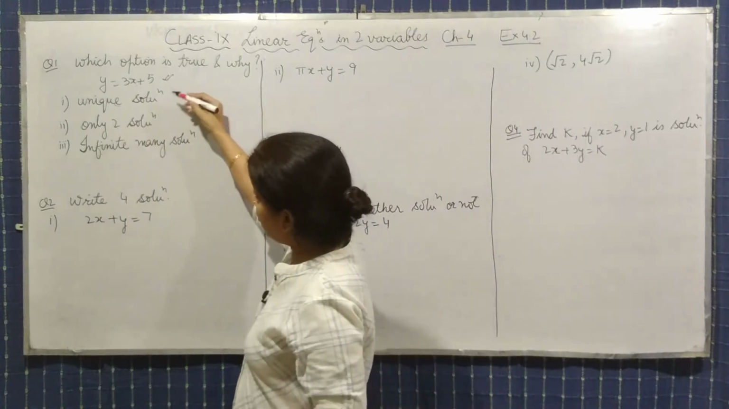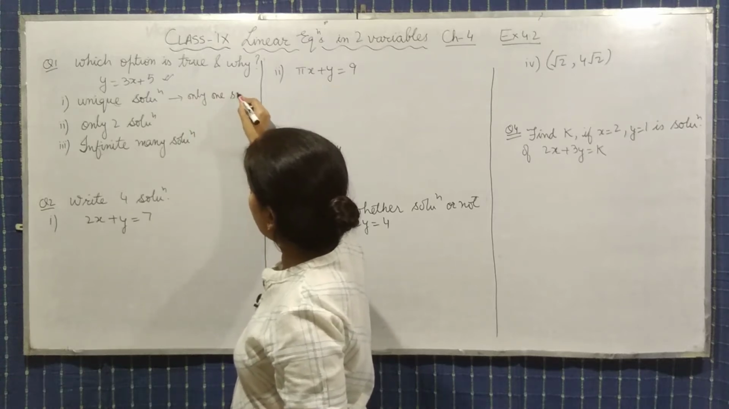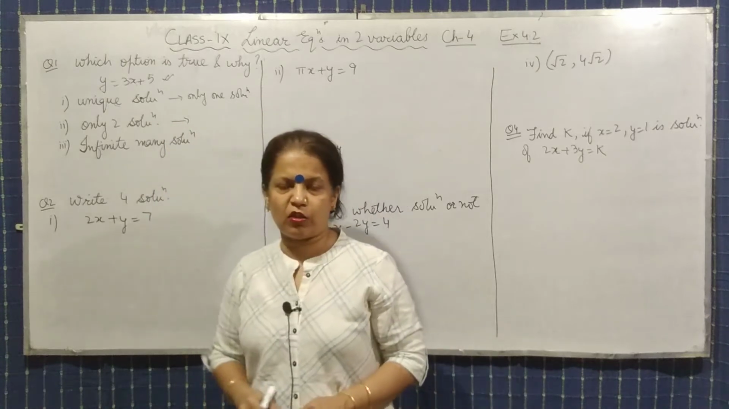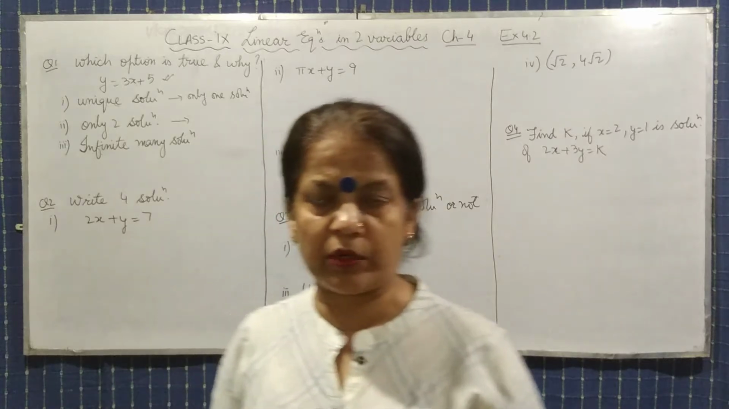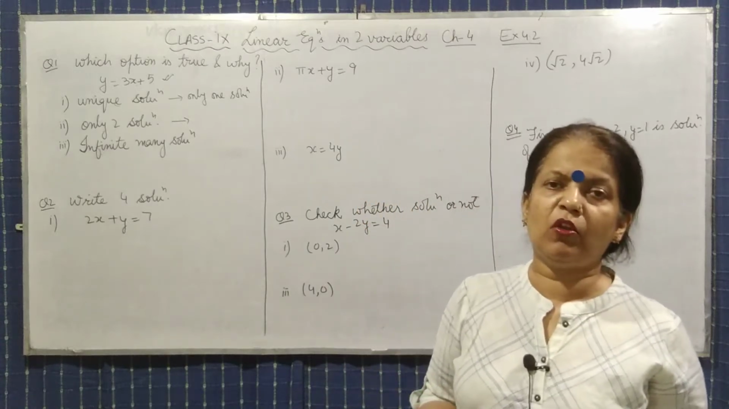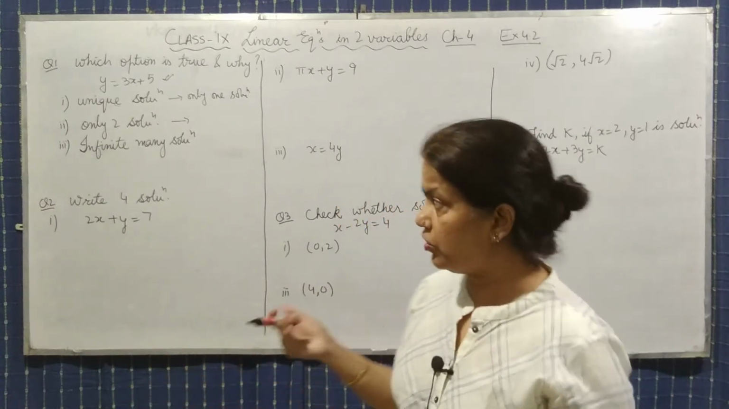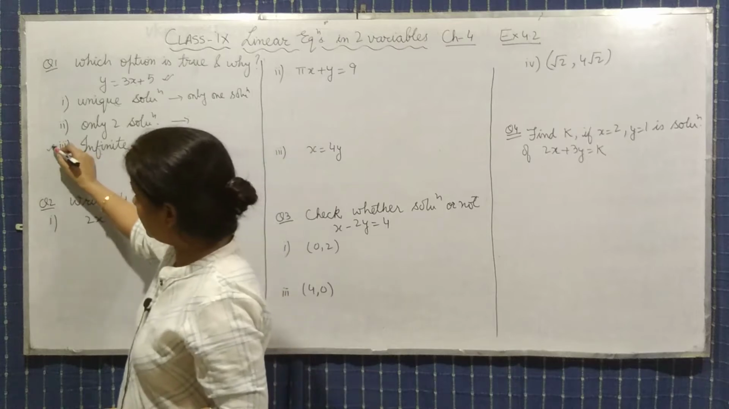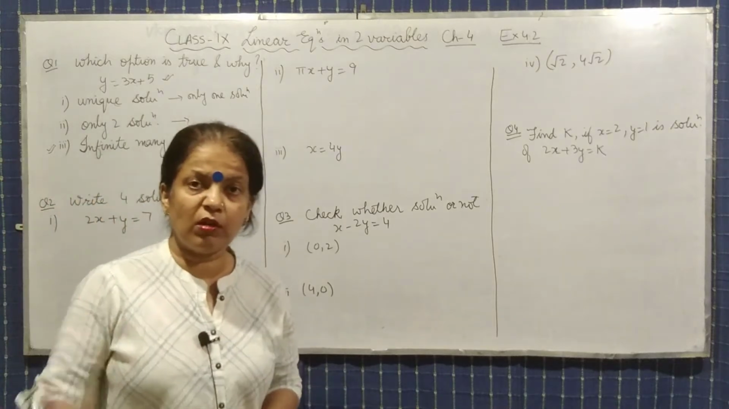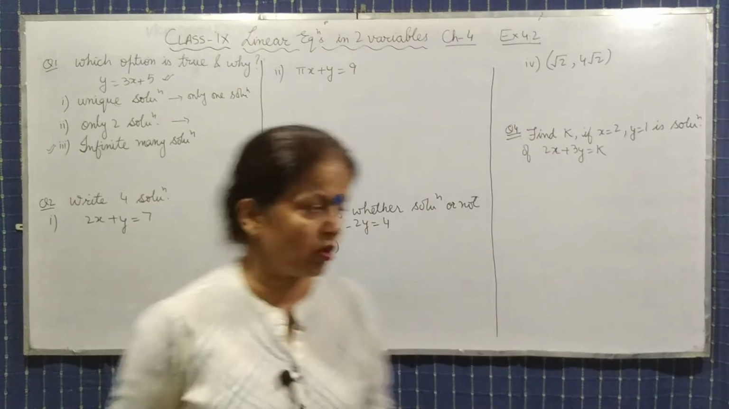So tell me, unique solution. Unique solution means only one solution. Then there is exactly two solutions, and then infinitely many solutions. So which one will be the right option? If you put a value of x, then the value of y will get changed. So you are getting so many answers over here. So it means the third option, that is infinitely many solutions, is the right option. Now what will be the reason behind this? What will be the reason for infinitely many solutions?